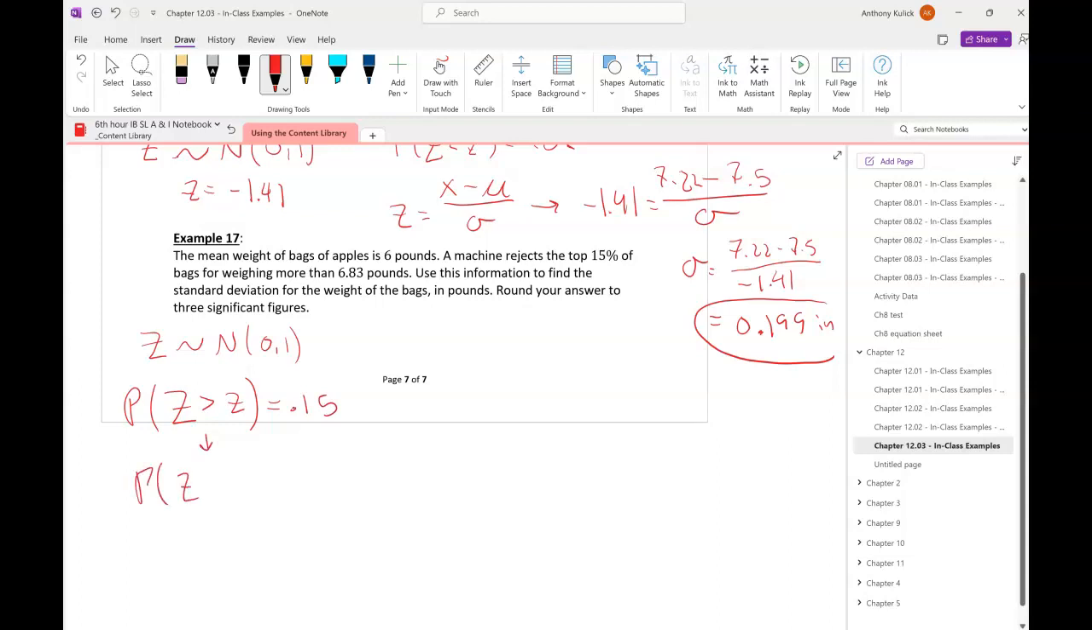So what do we have to do to change that from greater than to less than? So that's what we're going to use in our calculator.